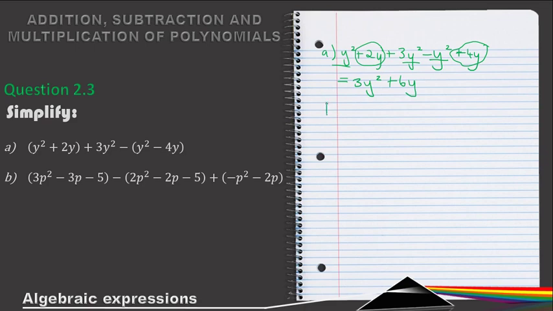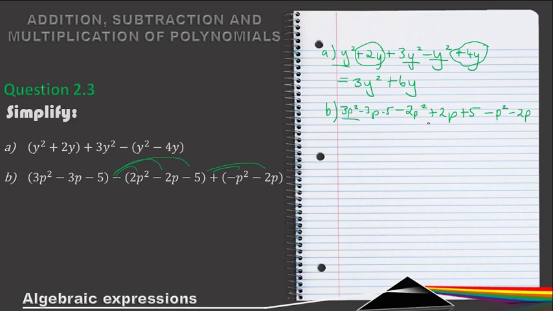2y plus 4y is 6y. And then we're done. B, now here's nothing in front of this one, or just an imaginary 1. Here we have a minus that we need to take in. And here we have just plus, but if I multiply the plus 1, it's also just going to stay basically the same. So we have 3p squared minus 3p minus 5. Then we multiply the minus by changing the signs, minus 2p squared plus 2p plus 5. And that just stays minus p squared minus 2p.